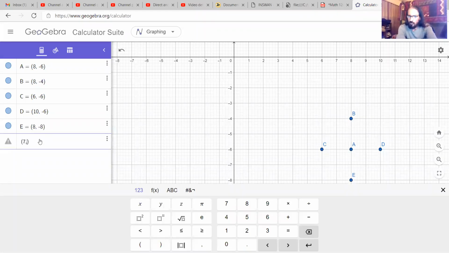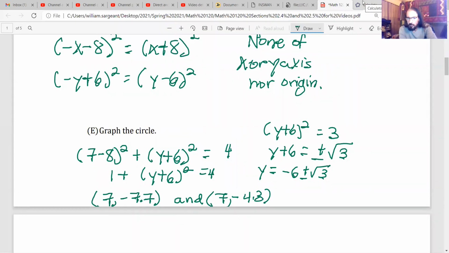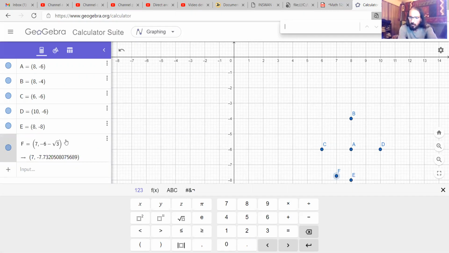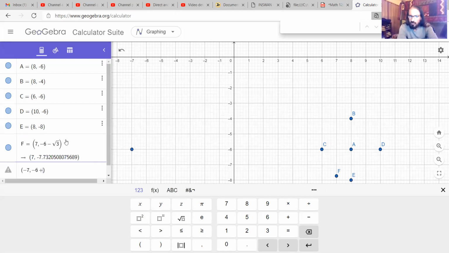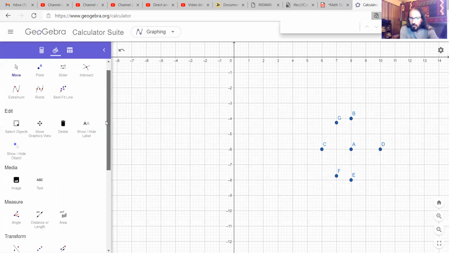7, -6 minus the square root of 3. And you can see that that is at approximately -7.7. It's just a little bit above the -8 that we had for the coordinate F. And when I switched the addition, so 7, comma, -6 plus square root of 3. Oh, that was supposed to be +7. Then that is supposed to be about -4.3. Sure looks like it. And that should give you enough detail to draw your circle.